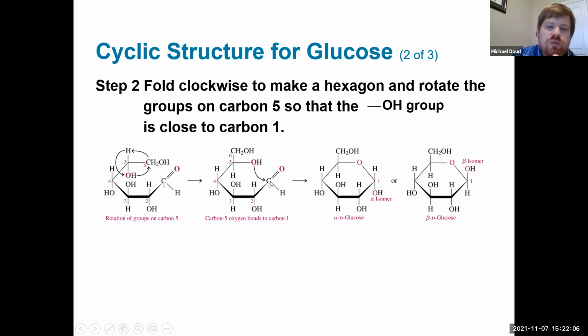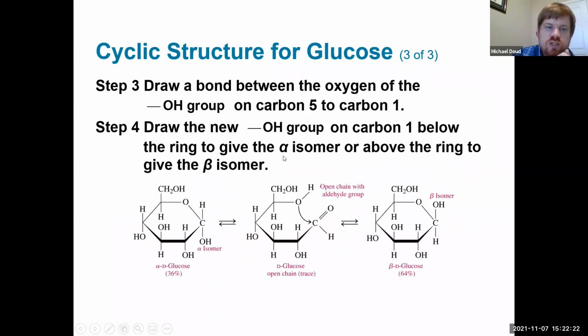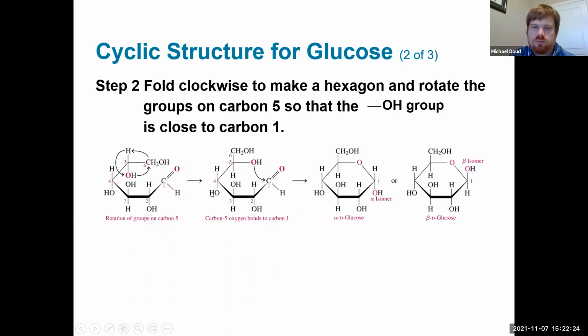So now, keeping track of our carbons, we've got 1, that's still the aldehyde. 2 coming out of the page towards you. 3, again, level with 2. 4 going back into the page. 5 going back even further. And now this oxygen here, this oxygen is going to form a new carbon-oxygen bond with the aldehyde. So this OH group is going to form a new oxygen-carbon bond here. What was an aldehyde is now going to be an alcohol.